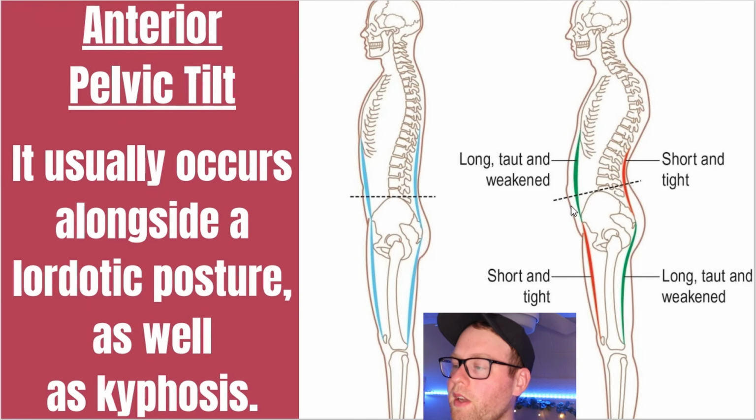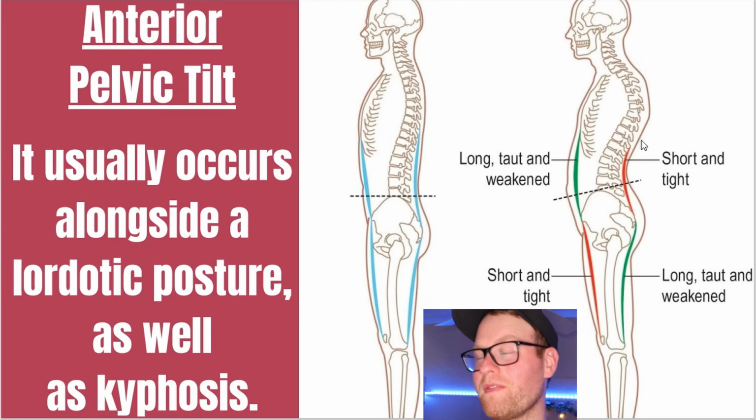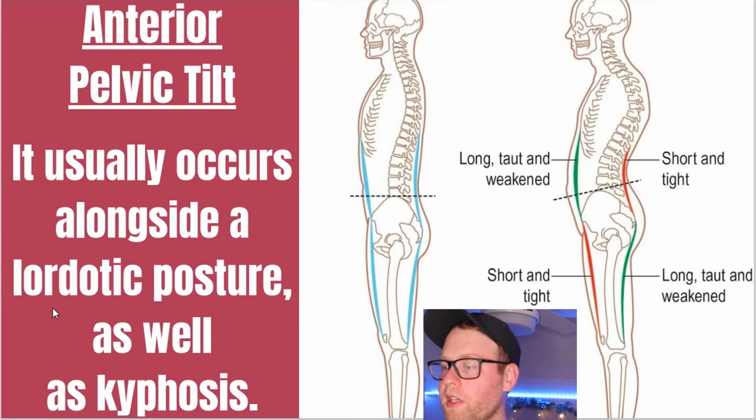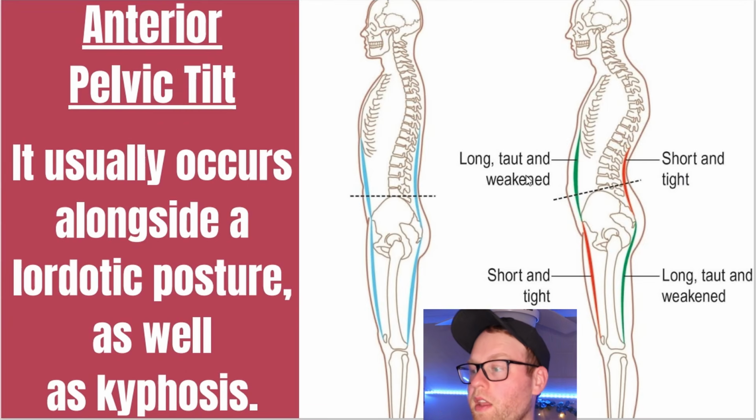You can kind of see this angle here, tilting too far forward toward his anterior or his front, as opposed to this guy whose pelvis is more or less straight. Anterior pelvic tilt is very closely associated with an overly lordotic posture. It's also associated with kyphosis. Again, all of these things oftentimes happen at the same time, but as you can see, this guy's lordotic curve is way too excessive, and because of that, some of these muscles in his low back are too short and tight. His abdominal muscles are long, taut, and weakened, like we said before.